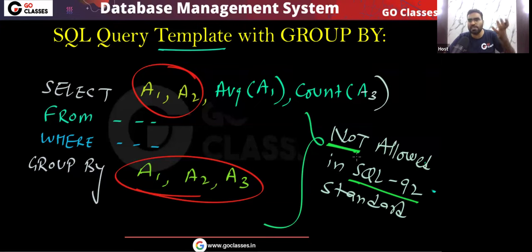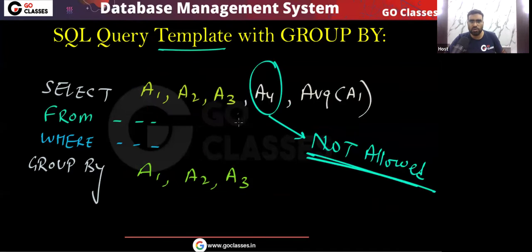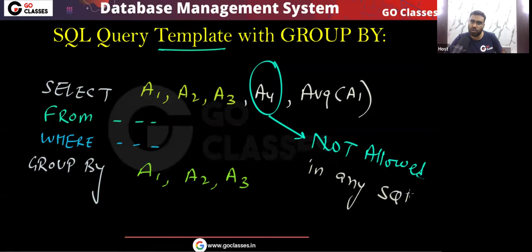In SQL 99 this is allowed, but this is not allowed in SQL 92. From the GATE exam point of view, stick to SQL 92, because all the standard books are based on SQL 92. So if you stick to SQL 92, your answer will not be wrong. Yes or no? So very simple. Now, is this clear, that you cannot put an extra attribute in the select clause? You cannot put an extra unaggregated attribute. This is not allowed in any SQL standard.